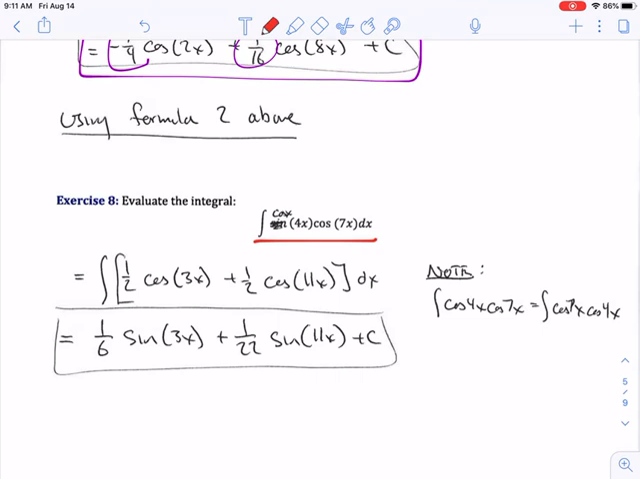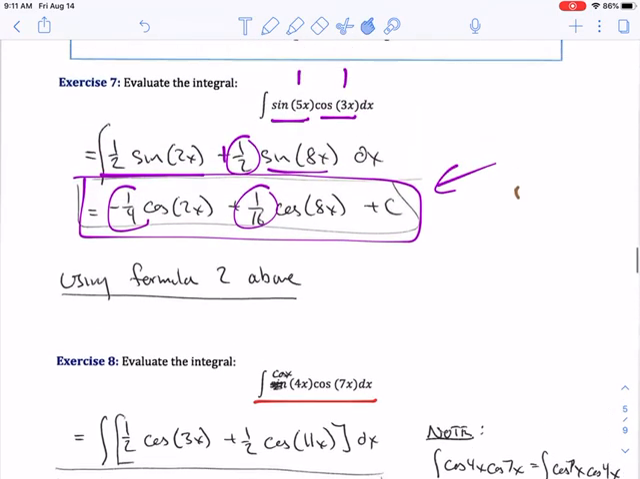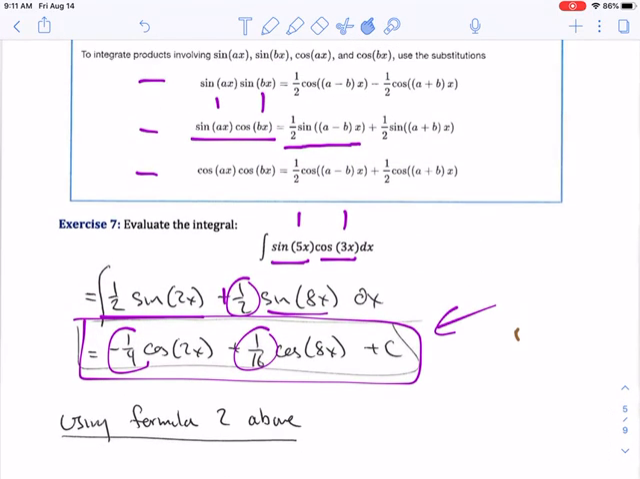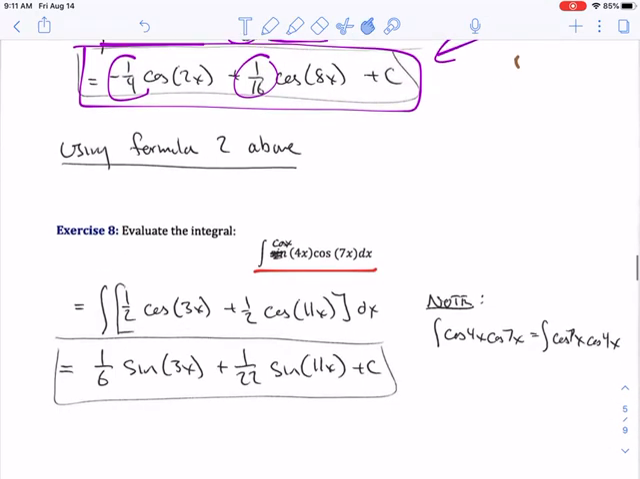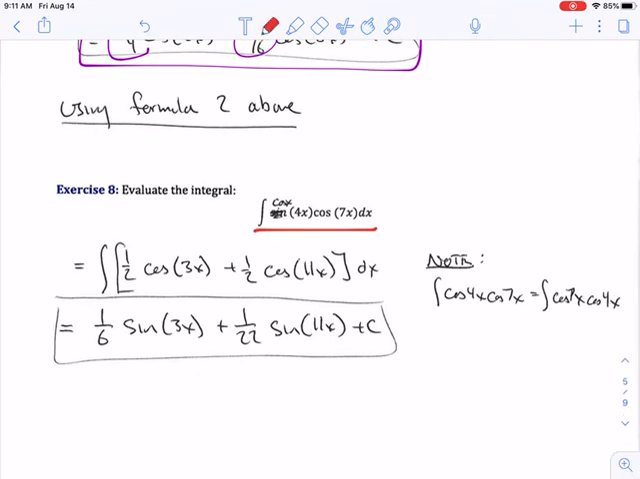That way, we can go back and say, okay, cosine, cosine, that's going to be this one right here. And so we want 1/2 the cosine of the difference between the angles, times x, plus 1/2 the cosine of the sum of the angles, times x. So plugging that into the formula, we end up with this.